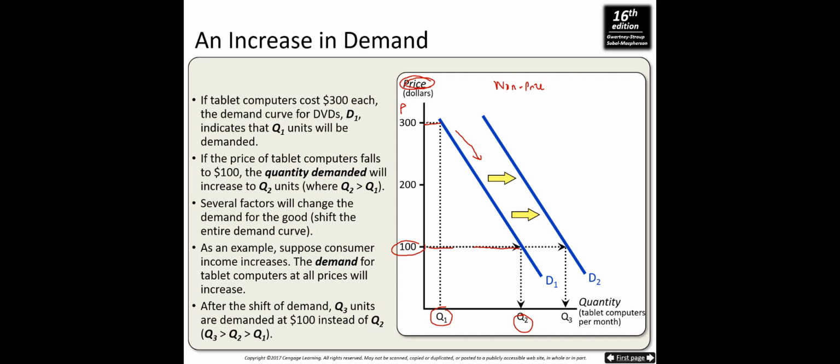For example, suppose consumers' income increases, assuming that the prices don't change. So at every price now consumers are buying more of the same good. You see at $100 now they are buying Q3 units. At $300 they are buying Q2 units. The entire demand curve shifts, and that's called a change in demand. After the shift of demand, Q3 units are demanded at 100 instead of Q2.